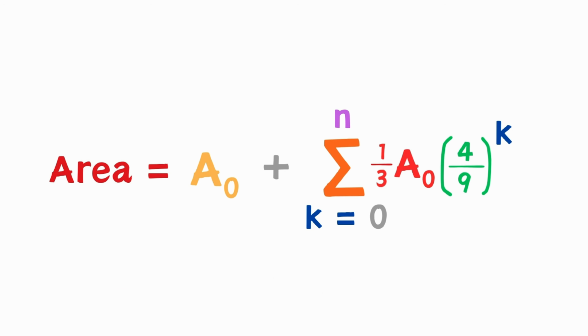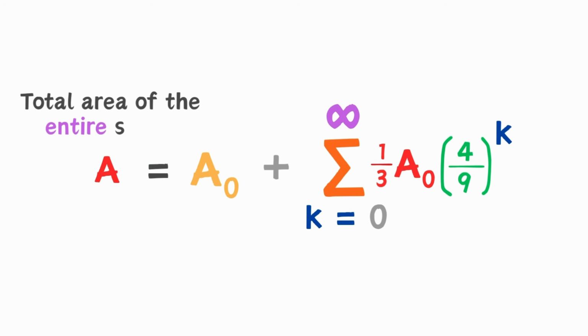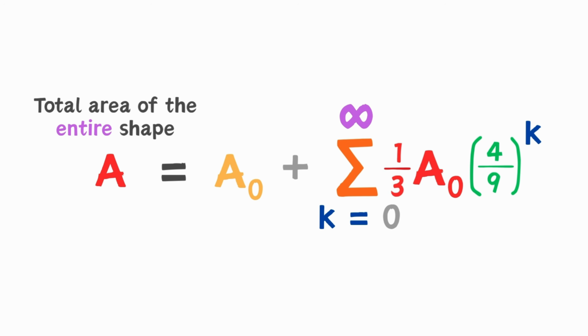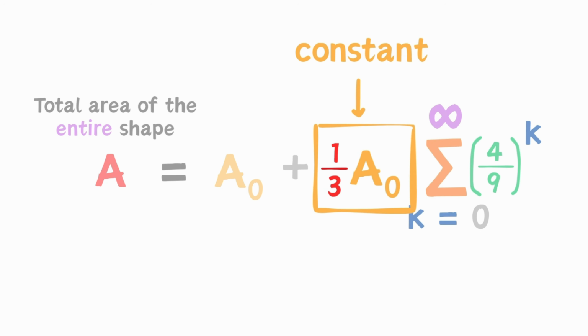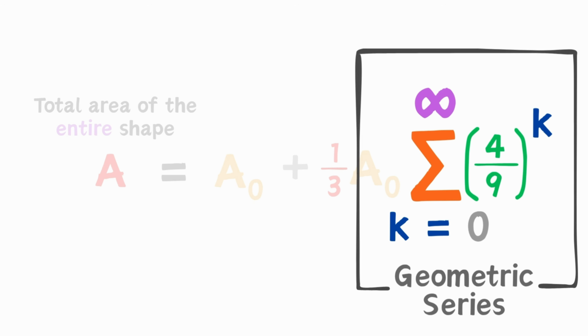So this notation here symbolizes the area of the nth iteration. Remember, our snowflake adds little triangles forever, so the total area will demand an infinite sum. In our summation, we can factor out the 1/3 times A0 since this is a constant. And now we are dealing with a geometric series since we are just multiplying 4/9, our ratio, repeatedly.